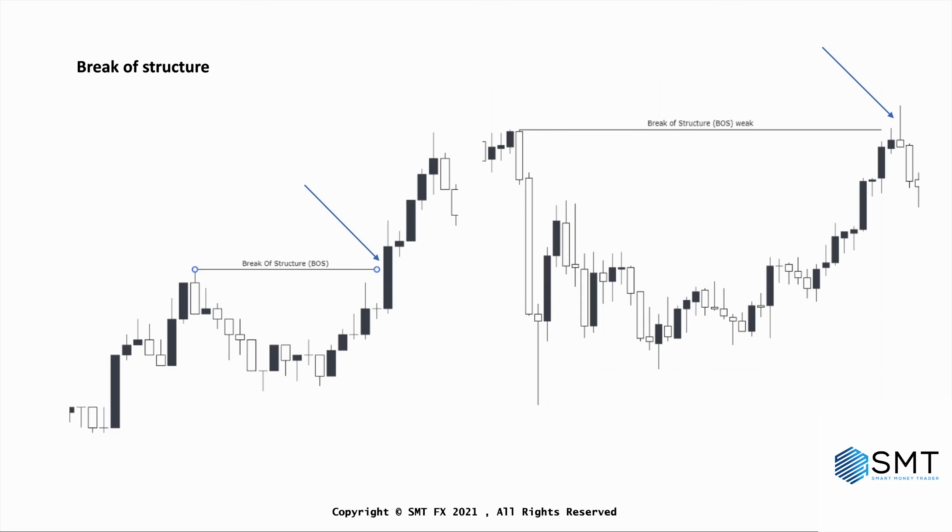It won't be very often that I would ever mark out a weak break of structure and use that as a confluence towards a trade. So looking at the first example, this would be a higher probability confluence rather than the example on the right, as this is showing that as price pushed above that structure, there was an aggressive pullback and sellers were in control of the market.